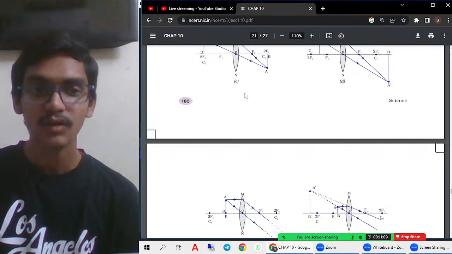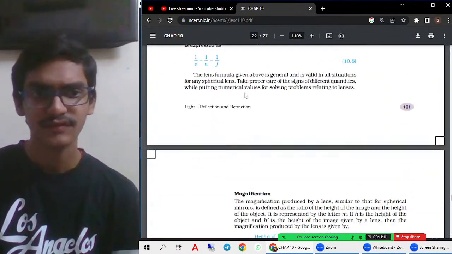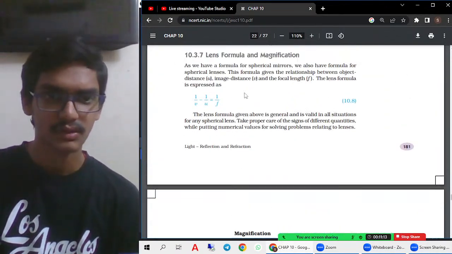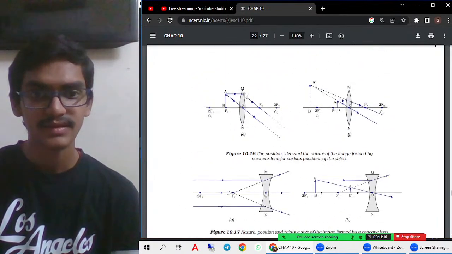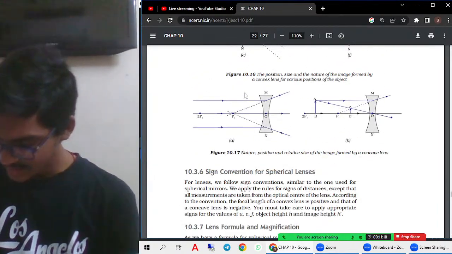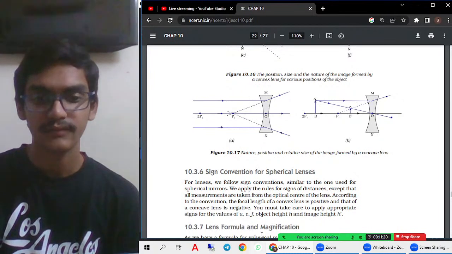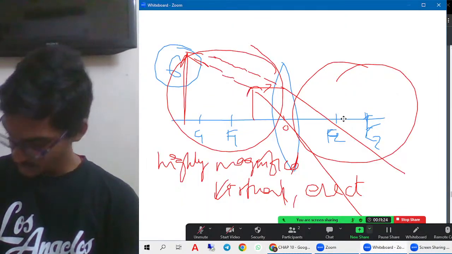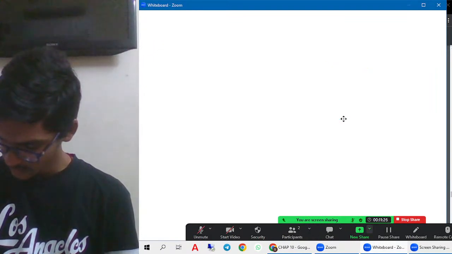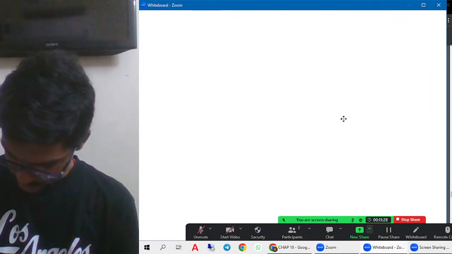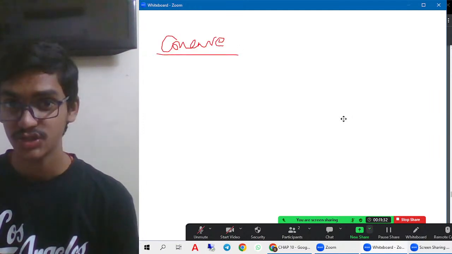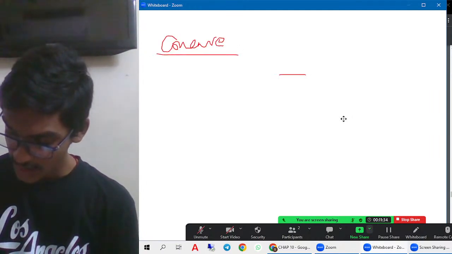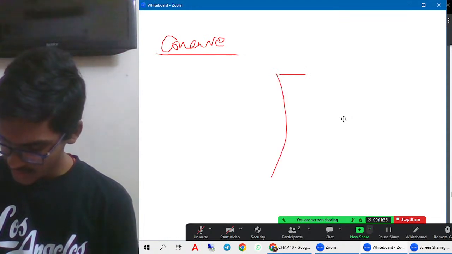Now let us move to the concave lenses. After this we'll move to the magnification and the numericals, everything is solved, right? So if you see the concave lenses, a concave lens is considered to be a diverging lens. You have to remember this point when you are actually drawing. Only 2 cases are actually there.